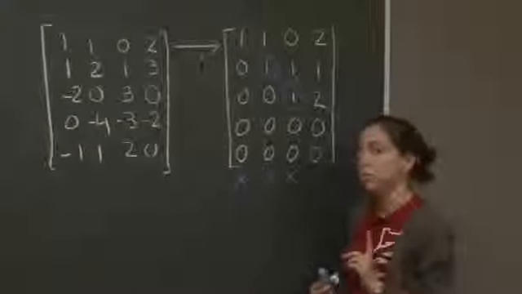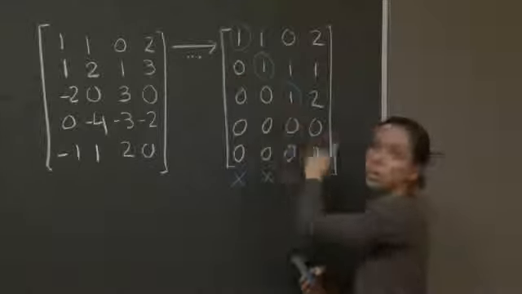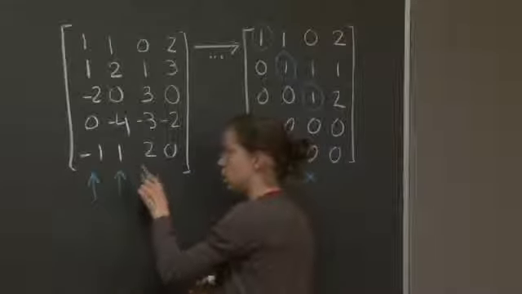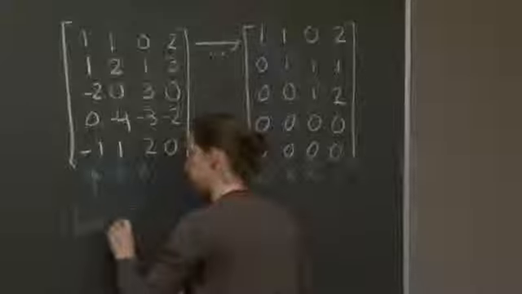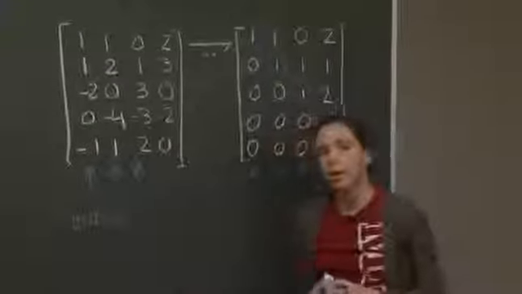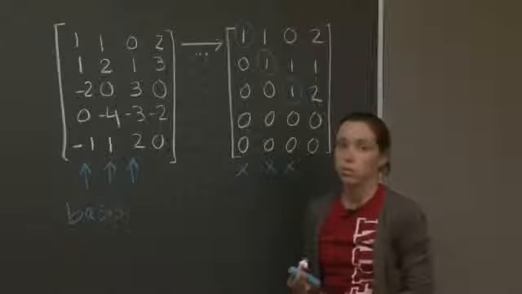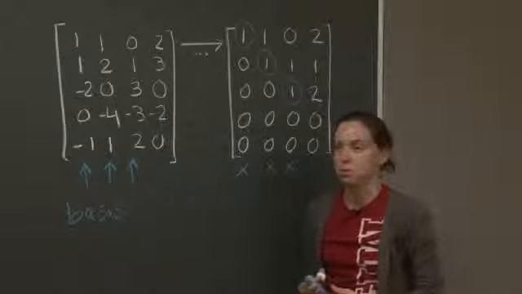So what I need to do is, the pivots are in the first, second, and third columns. I need to use these 3 columns as my basis. I'll just write basis down here. And that will work too. So see, I have produced 2 different bases for the same vector space, which is totally fine. You can pick the basis that you prefer.